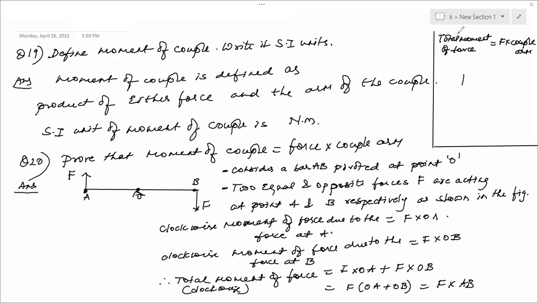Therefore, movement of couple equal to F into couple arm. I can also call this the movement of couple equals force into couple arm. Got it? That AB is the couple arm, F is the force, either force. So you can see here, children, I proved that the movement of couple is either force into couple arm. We go to the next question.